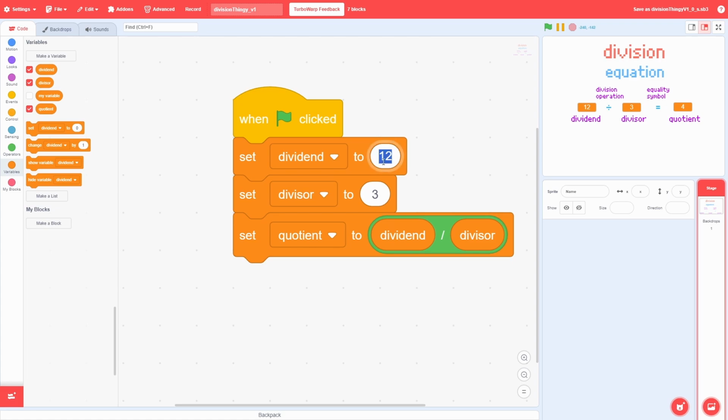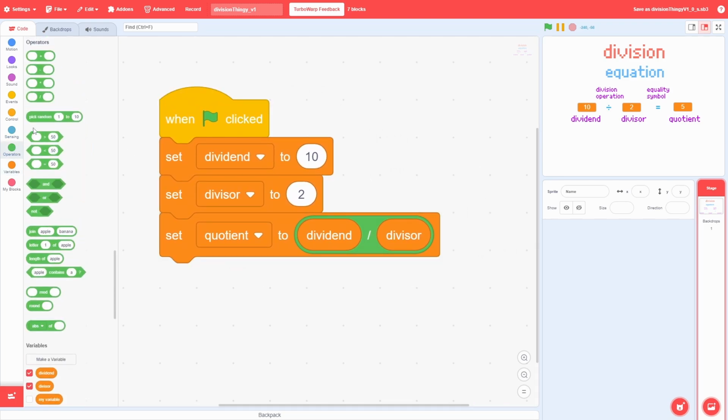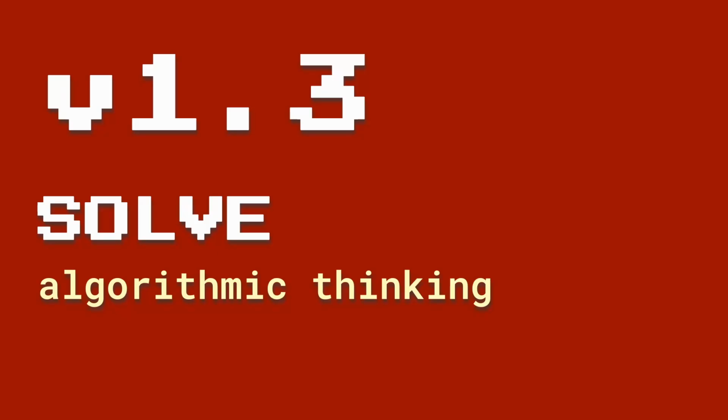Good. Let's test it again. 10 divided by 2. Good. So we've abstracted. We're getting closer, but now we need to get our solution underway. So we said that we wanted random numbers. So here we go. We're going to pick random numbers. Now the issue that we're obviously going to run into is that we're going to sometimes get random numbers that are larger in our divisor, leading to problems such as this.